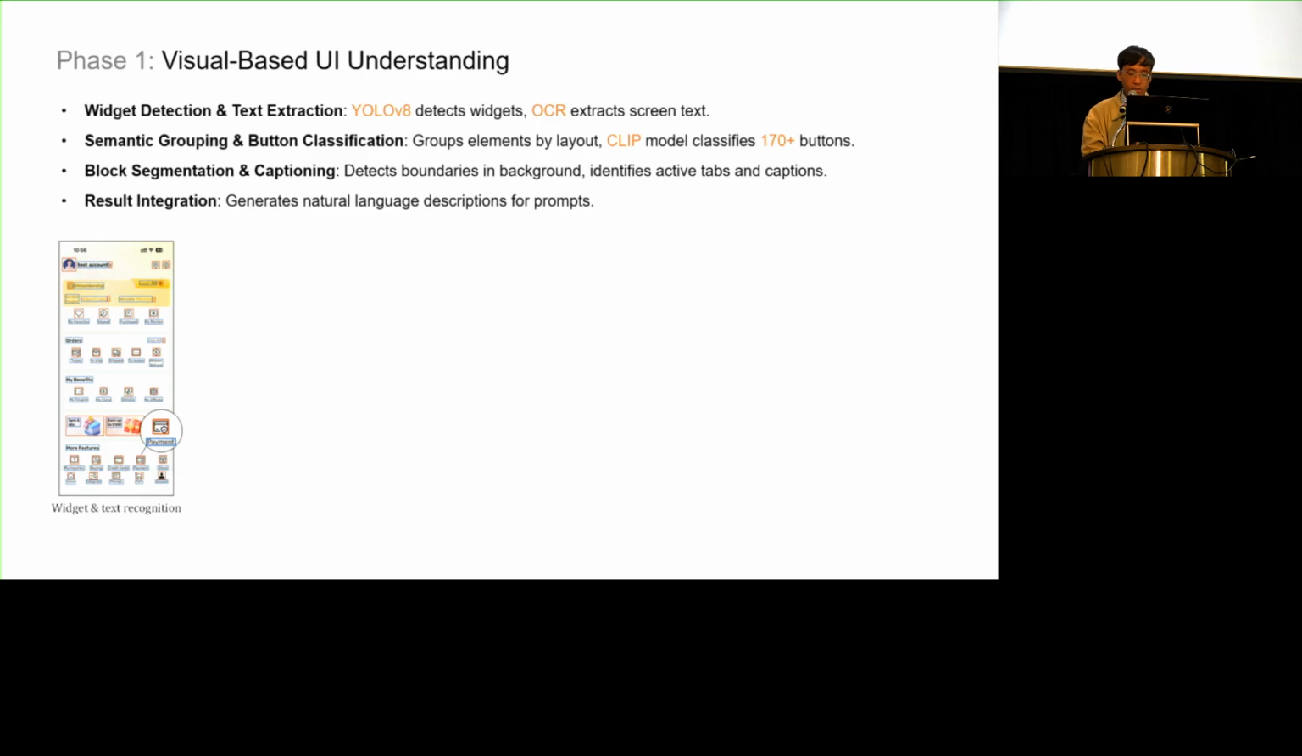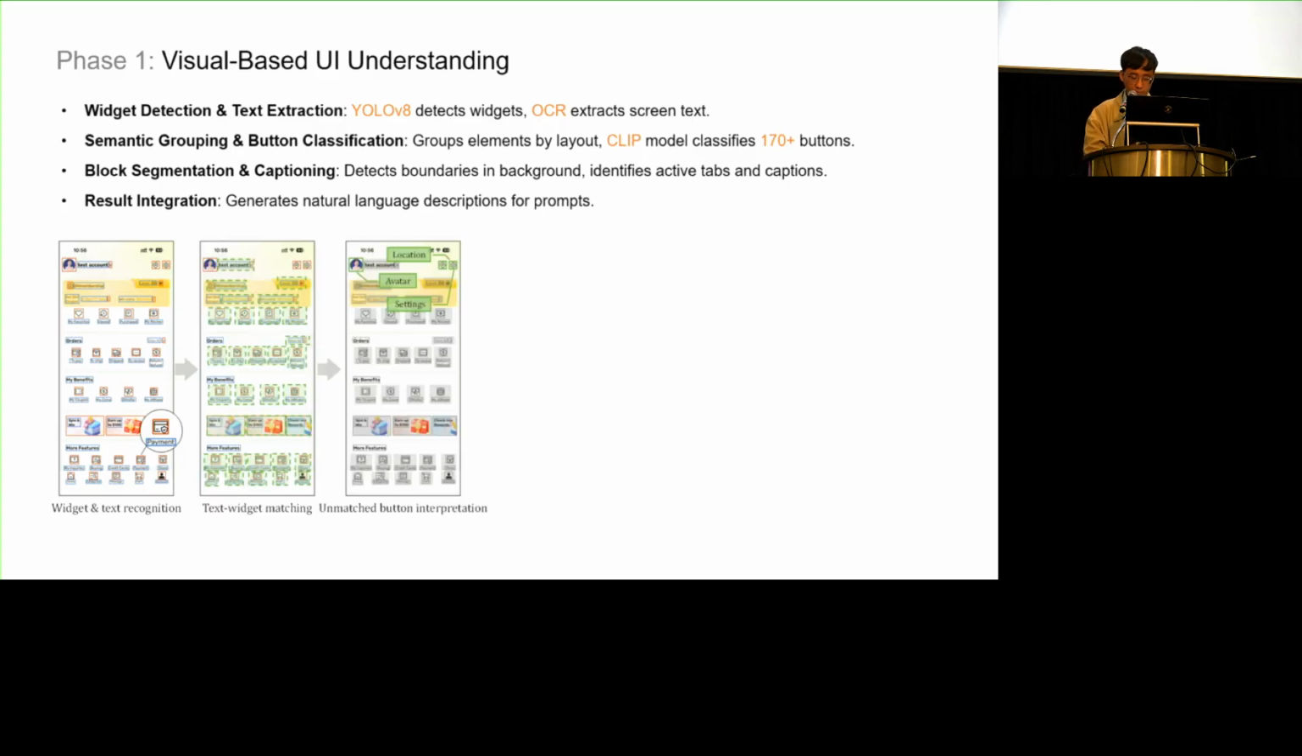The first phase of VisionTasker is UI understanding. Our method bypasses the view hierarchy and directly analyzes UI screenshots. We start by detecting interface elements such as buttons, sliders, and text boxes using YOLO. Afterward, OCR is applied to extract any text displayed on the screen. Next, these elements and text are grouped semantically based on visual layout principles. A CLIP model is then used to classify over 170 types of commonly used buttons.